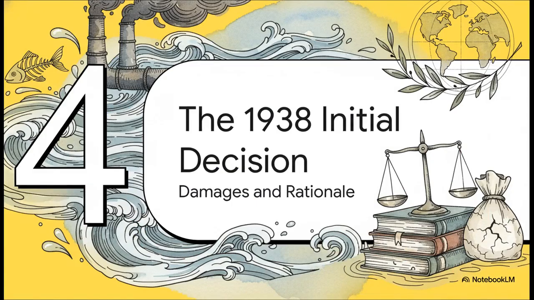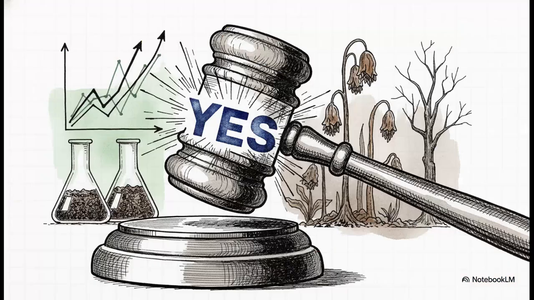So the tribunal had its marching orders, they rolled up their sleeves, and in 1938 they came out with their first major ruling. This one was all about answering that first question, tallying up the damages. After digging through mountains of evidence, we're talking soil samples, crop records, expert reports, the tribunal's answer was a slam dunk. Yes, without a doubt, the Trail smelter had continued to cause damage in Washington after the 1932 cutoff.